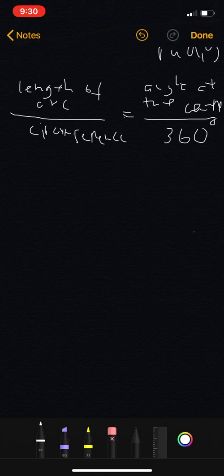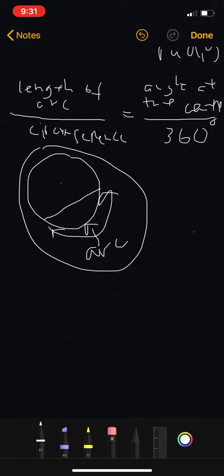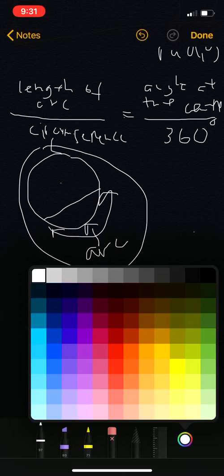Okay, let's go back to our circle. If you have the circle, this is the chord, this is the center, and this part is the arc. An arc is a part of the circumference. So that's why, to find the length of arc, you must put it over the circumference. Don't use the area formula or anything else, but use the circumference in order to find the length of arc.